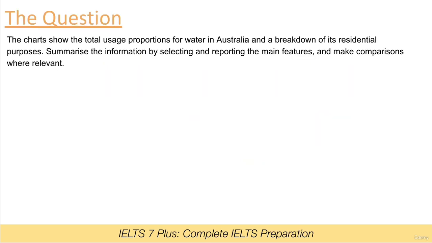Okay, the question. The charts show the total usage proportions for water in Australia and a breakdown of its residential purposes. Summarize the information by selecting and reporting the main features and make comparisons where relevant. So as always, we know what to do. We want to select and report the main features and also make comparisons where they are relevant. Okay then, so what are we actually looking at though? Total usage proportions for water in Australia. So that might be one chart or display, and also, in a separate graph, a breakdown of its residential purposes. Right, okay, so those might be the 2 different things that we're looking at.